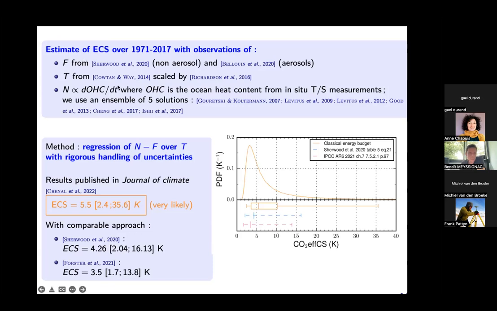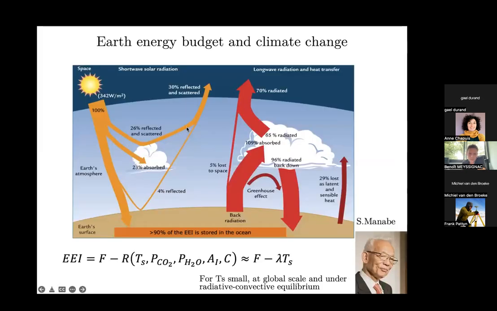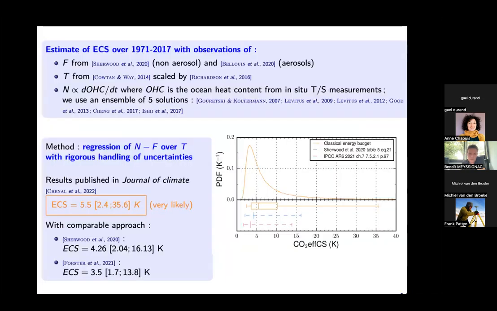And now that we have these three terms, we basically regress N minus F over T. If I come back to this equation, if you regress EEI minus F over T, you get the slope, which should be lambda. And lambda is the inverse of the climate sensitivity. That's the distribution we get here. So we have this PDF and we find a climate sensitivity in the range 2.4 Kelvin to 5.6 Kelvin. So it's a very likely range, 95%.